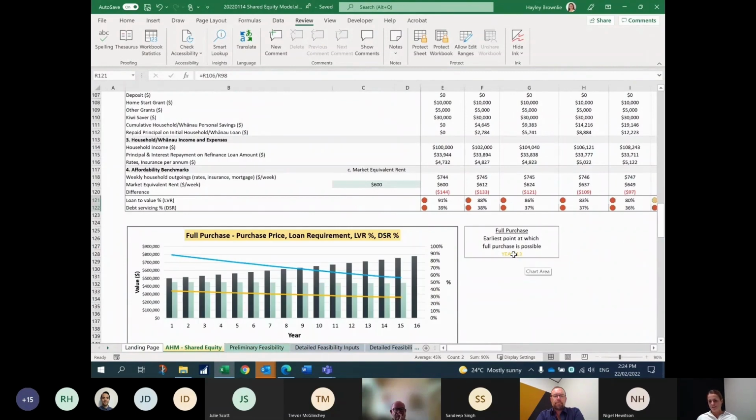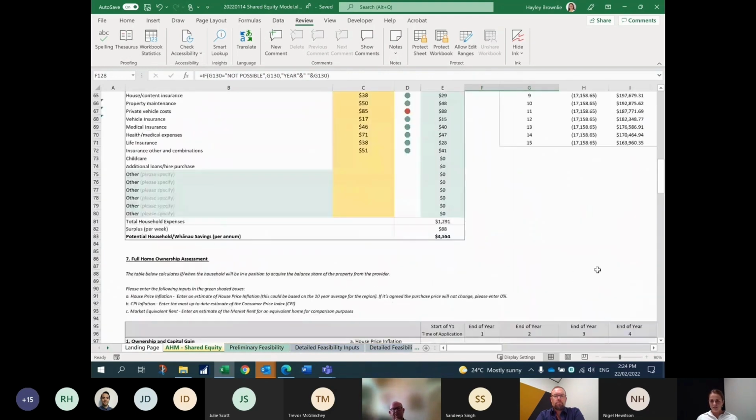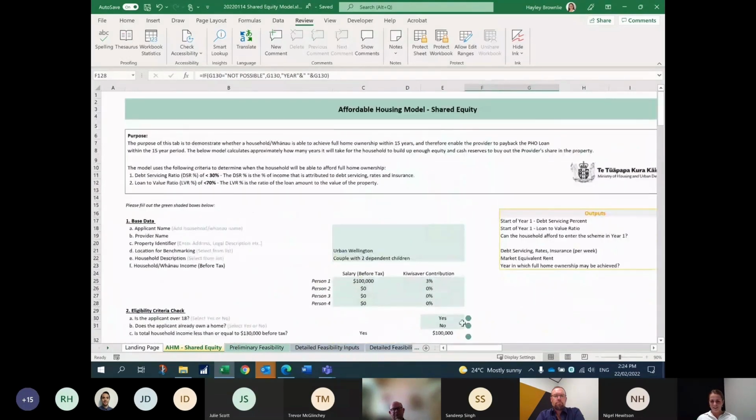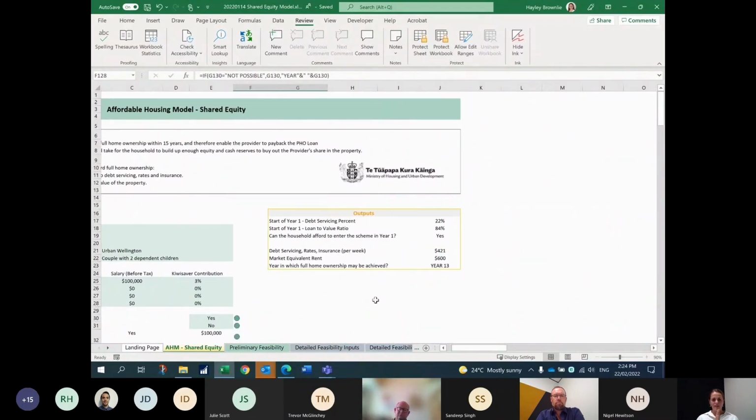So that's just summarised here, the earliest point in which full purchase is possible. We've said year 13 with those quite hard and fast rules. And this graph here just shows the change in purchase price, loan requirement, LVR, and debt servicing ratio over time. So all of that is summarised up here just for ease. I know it's a bit to work through, so we've brought the key information to the front here.